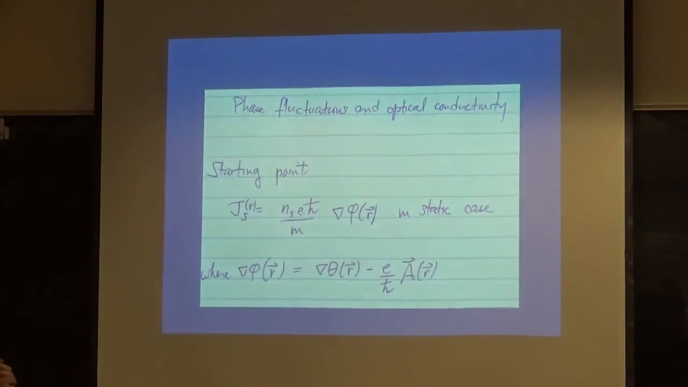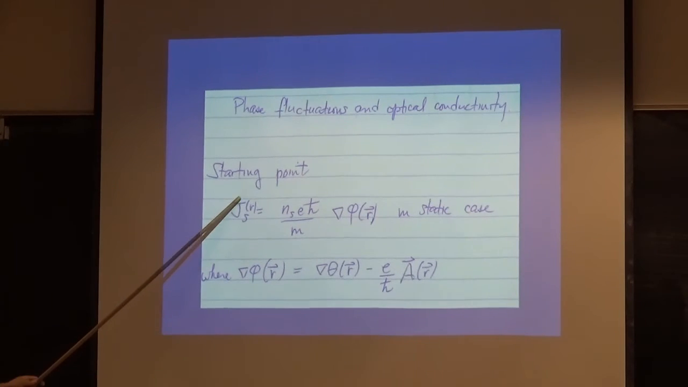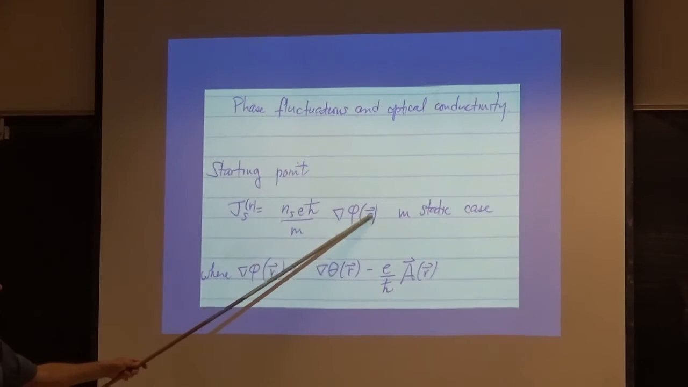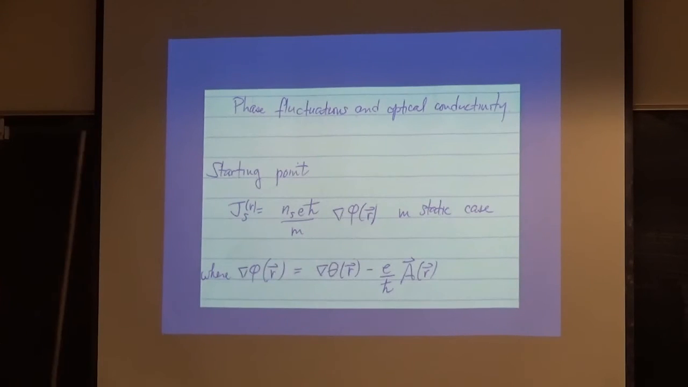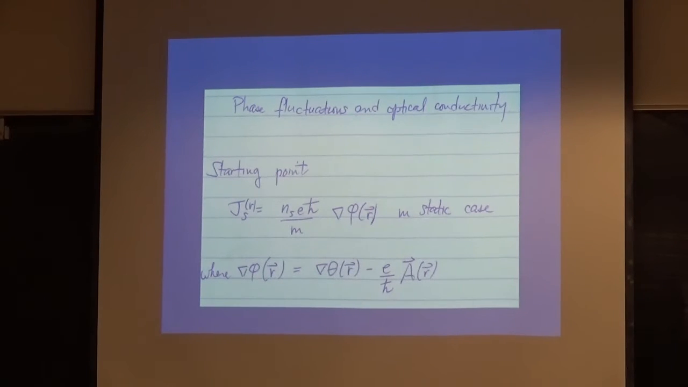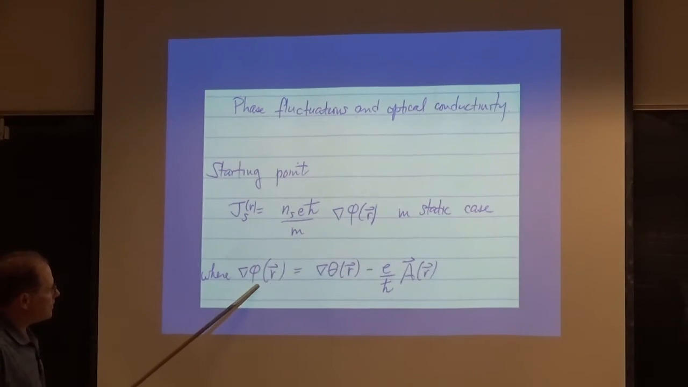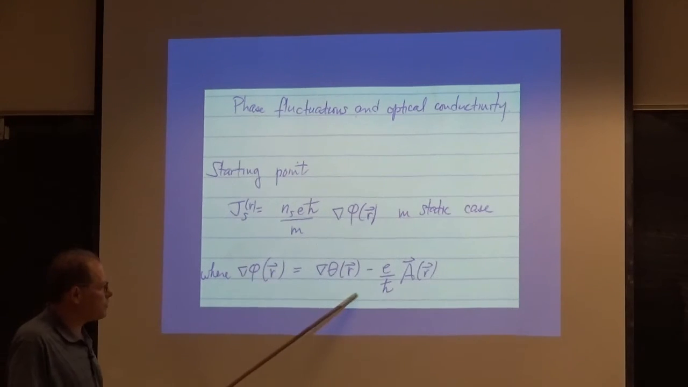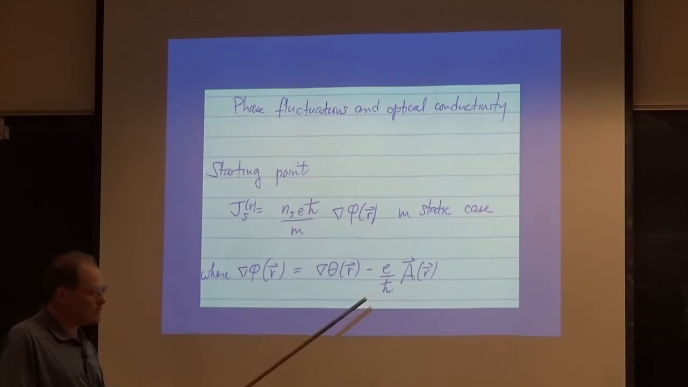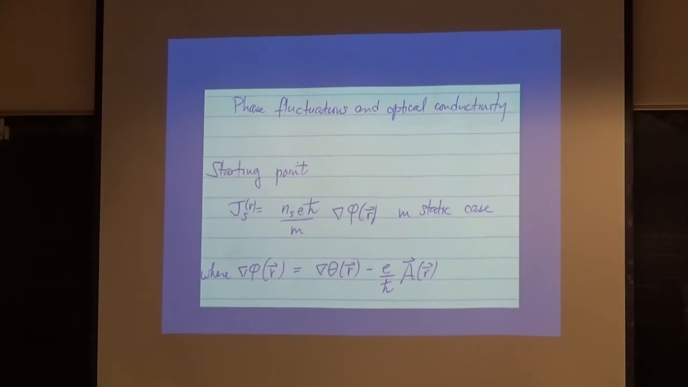Okay, so then this relationship that we discussed, where the current density is related to the gradient of the gauge invariant phase, is the starting point for discussing the optical conductivity that comes about from phase fluctuations. So as I have been saying, this gauge invariant phase should be written as a combination of two terms, at least if you want to not work in any particular gauge just yet.